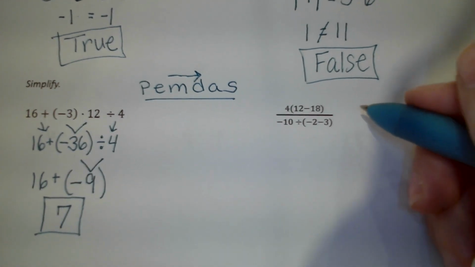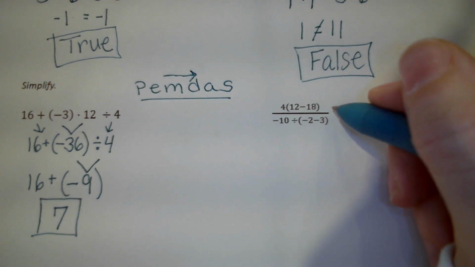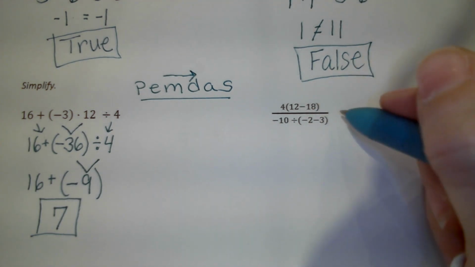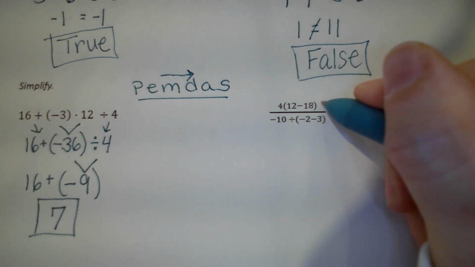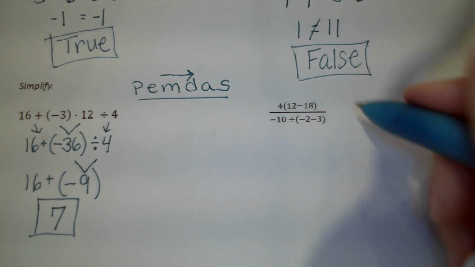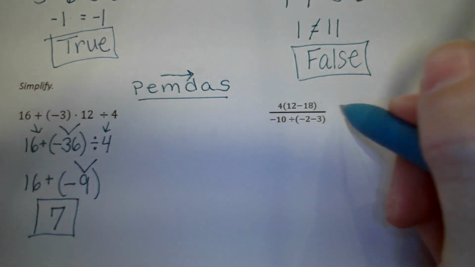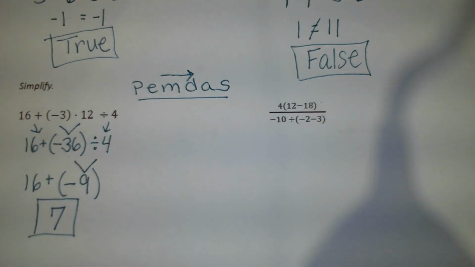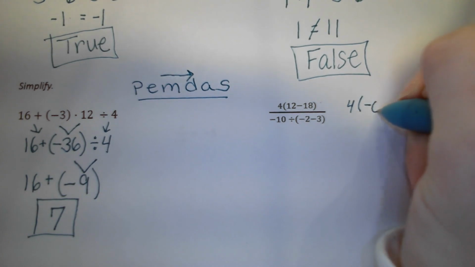Now let's move over to the next one, because here we have division in the form of a fraction. And we've learned that we treat that as parentheses, and we solve the top and then the bottom and then we divide the final terms. So in the top, I have parentheses. So I'm going to do my parentheses first, which is 12 minus 18. And I get 4 times negative 6.